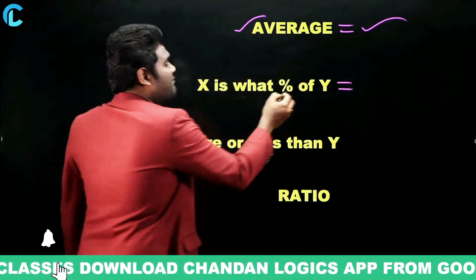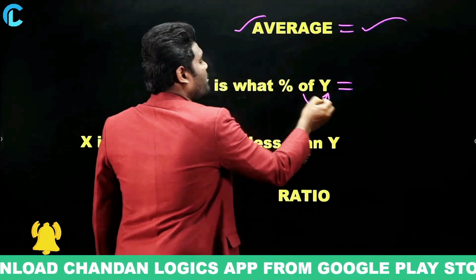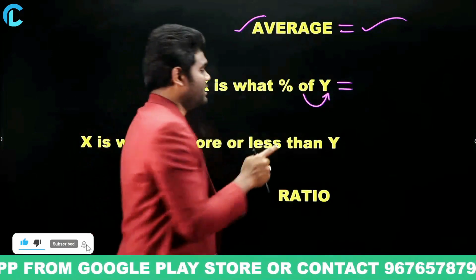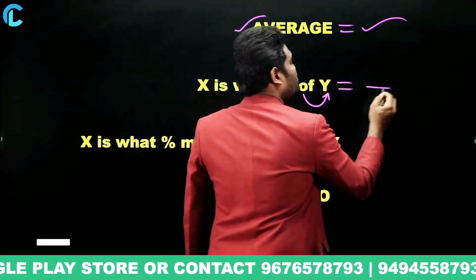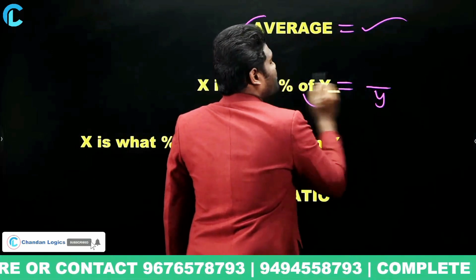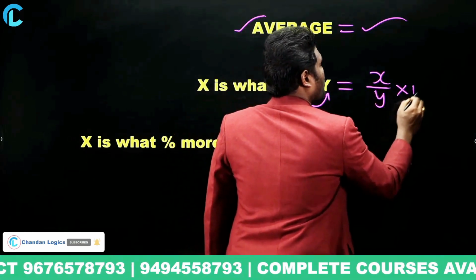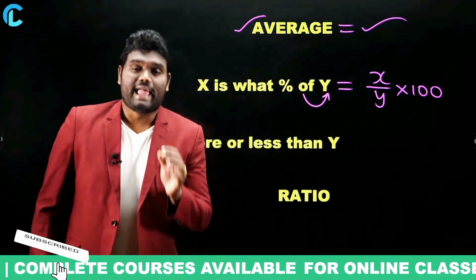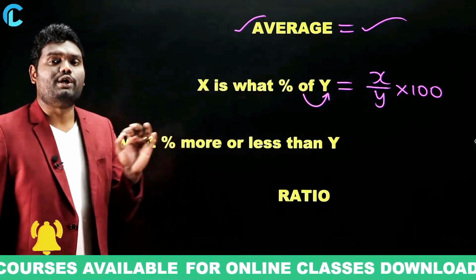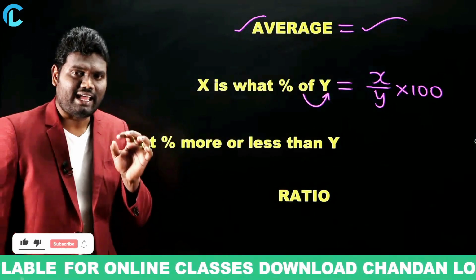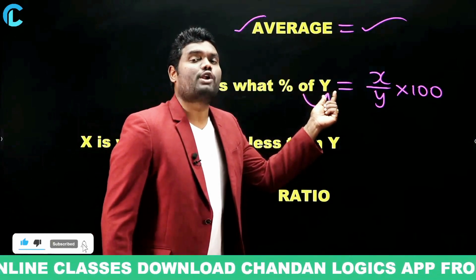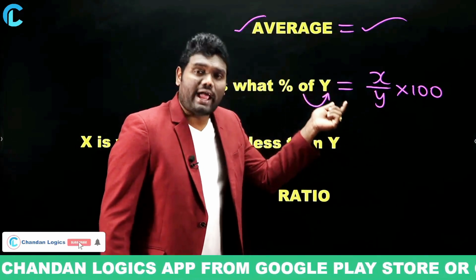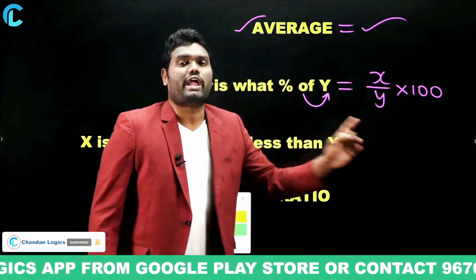Listen carefully. Whatever comes after "of" should be in the denominator. After "of" I am getting Y, so Y should be in the denominator. Next we are left with X. So X by Y into 100. Is that clear? Whenever you have the question X is what percent of Y, it means X by Y into 100. You can easily remember it: whatever value we get after "of" should be in the denominator.